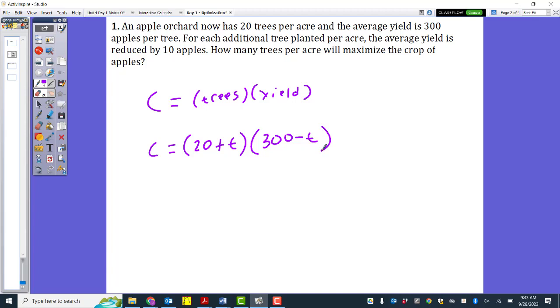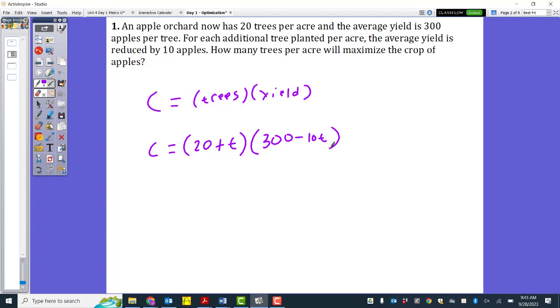The yield is going to be 300 minus 10t. Minus 10t, not just t. So our yield is reducing by 10 per tree. Every tree we add will reduce this by 10. So we can actually set up an equation here that we can solve.